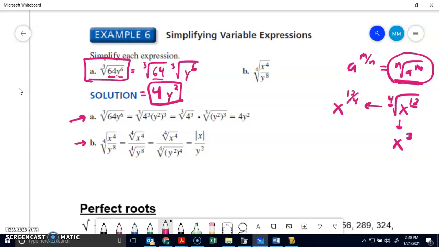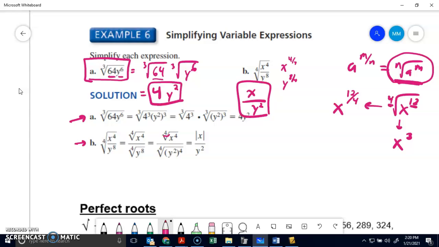I have the fourth root. Okay, wait a second. I'm dividing exponents. So this would be x to the 4 divided by 4. Y to the 8 divided by 4. The exponent divided by the index. So 4 divided by 4 is x to the 1st. 8 divided by 4 is y squared. Done. Now down here they have an absolute value.